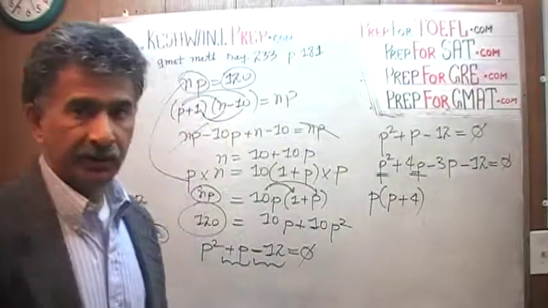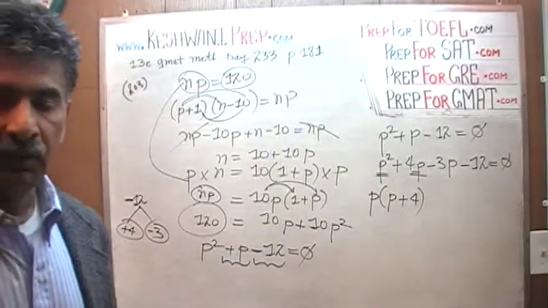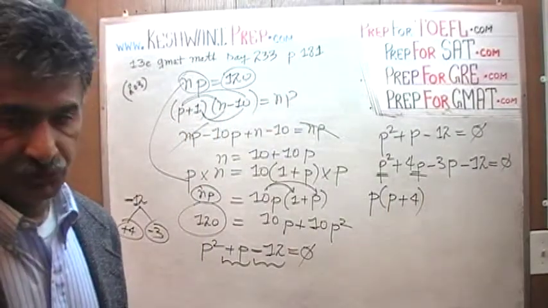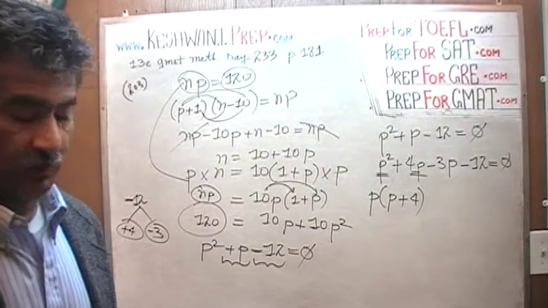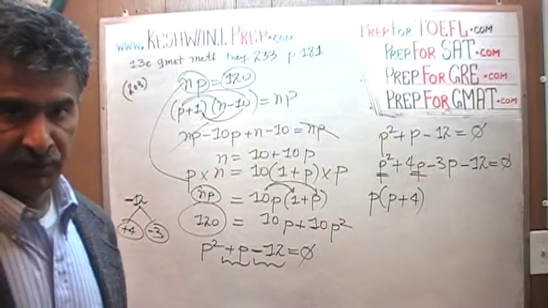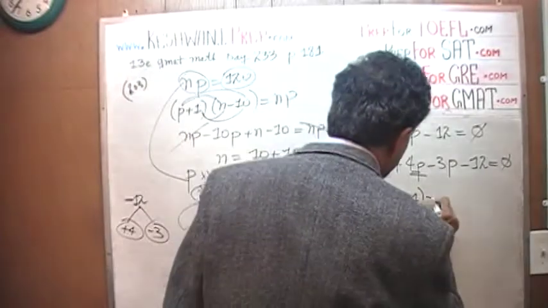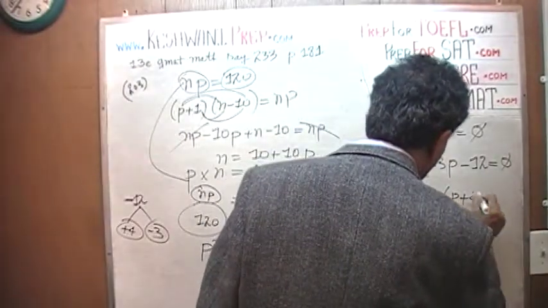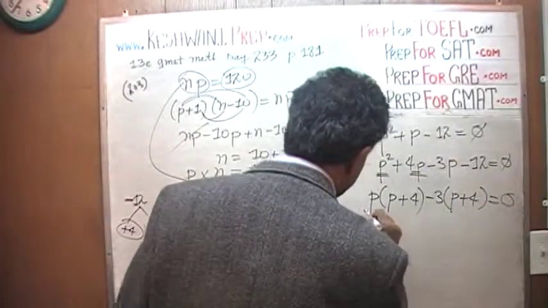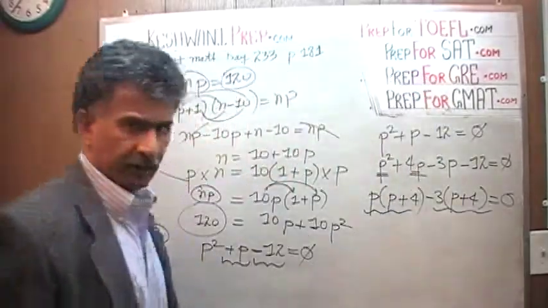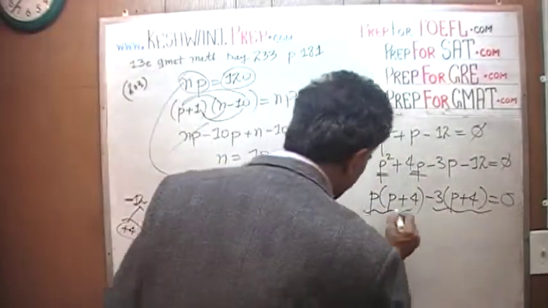I'm not explaining everything here in too much detail because I'm assuming that if you're hell-bent on doing it the algebraic way, that you're fairly decent in algebra. And if you're not, then you have no business dealing with it. Just use the other technique. Take out the negative 3 common, and you end up with p plus 4. Look at this part now, and this part. What can we take out common? The common part is p plus 4.